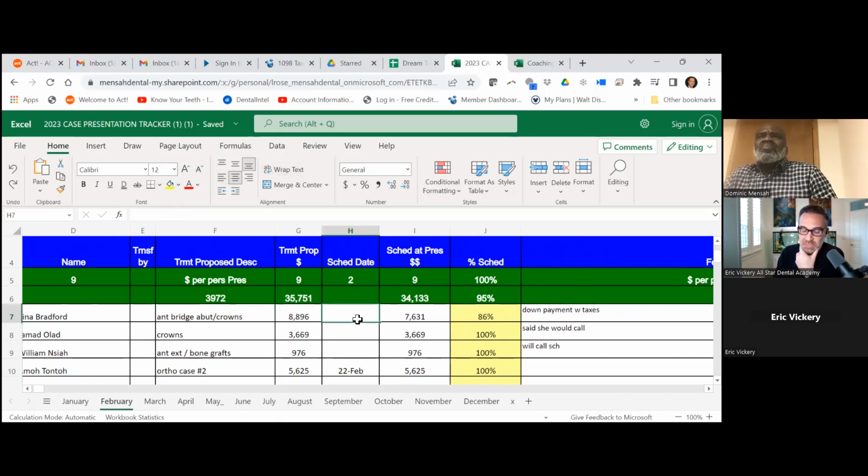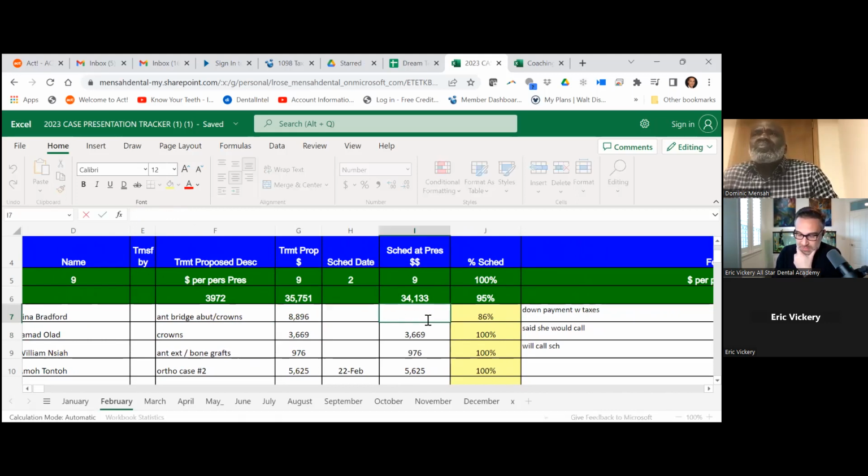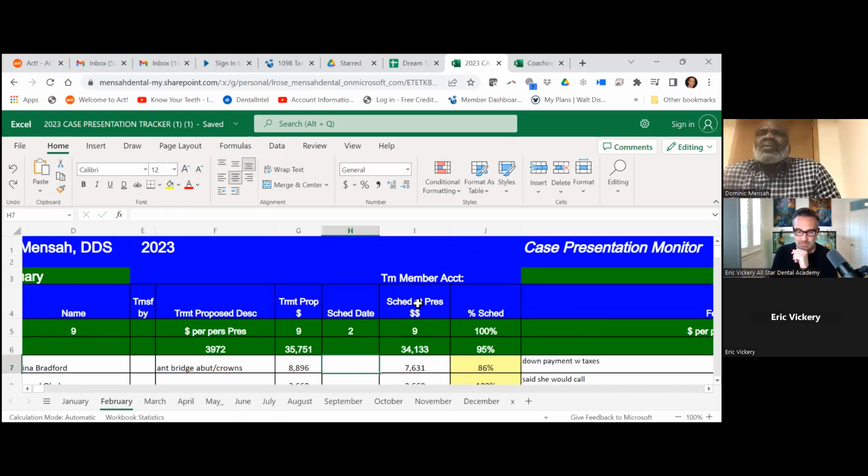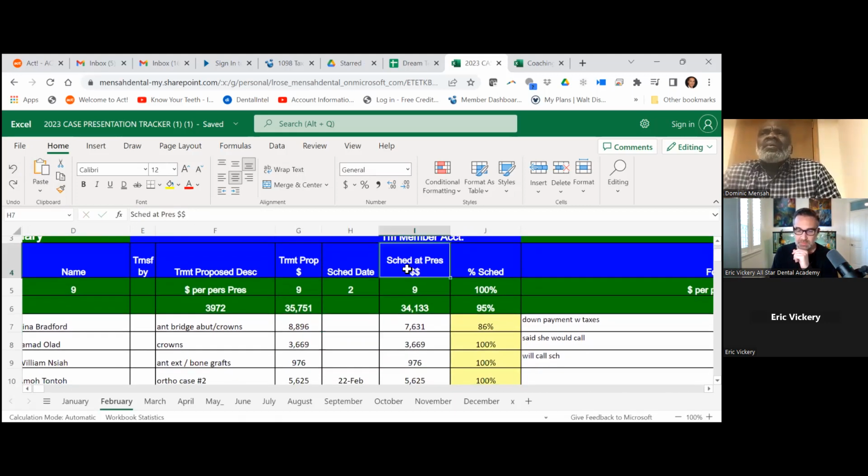If she is scheduled, we'll put the date here and the dollar amount she schedules. Now, if she hasn't scheduled anything, we don't put any dollar amount in that column. Scheduled at presentation. Okay. So you can work with Linda on that to see how we're filling this out. Now, do you have something that has what each of these columns mean? Yep, right up here at the top. Oh, okay. Scheduled at presentation.